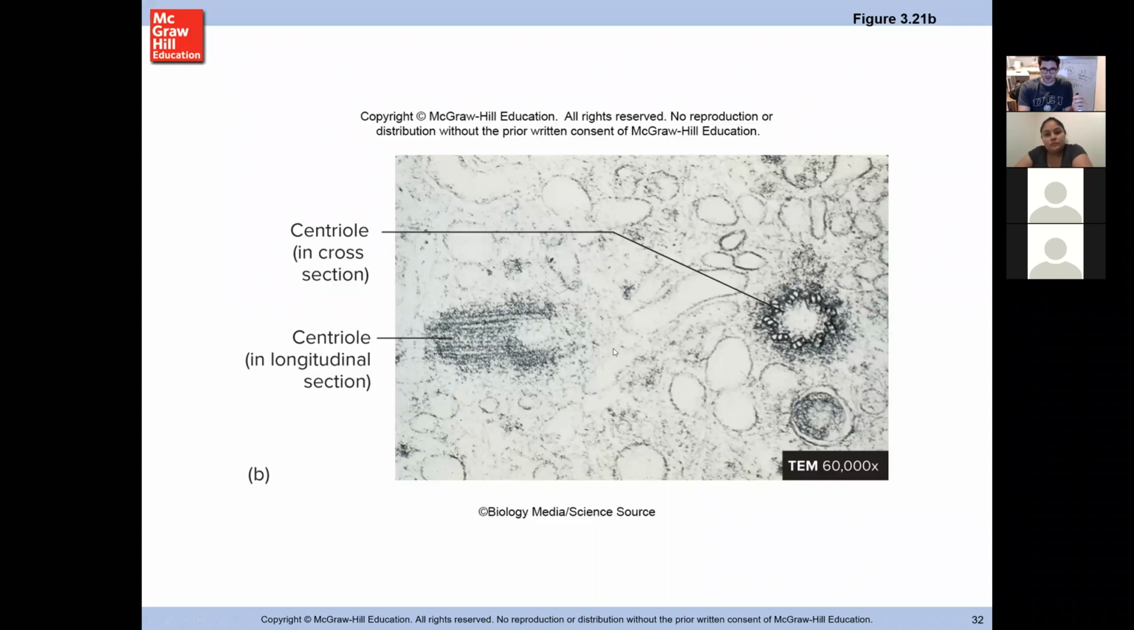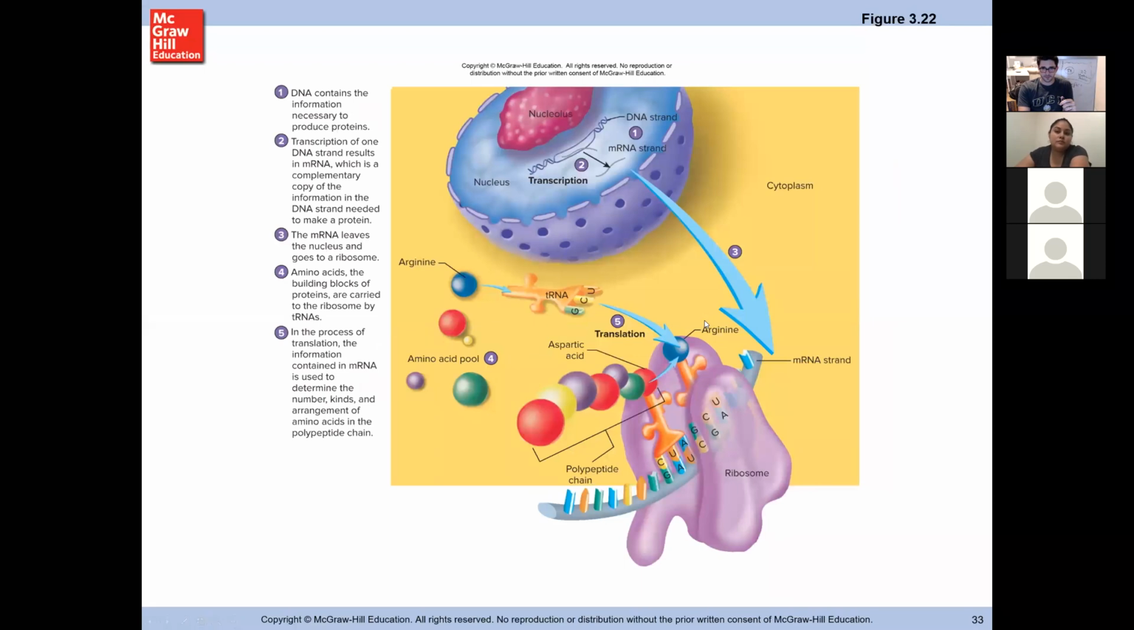And so we can see here that they exist at kind of right angles to one another, which is kind of interesting. And then here, this is just another figure that summarizes, let's see, oh, we're almost done actually, this is good. This figure again summarizes the transcription and translation part of protein development.